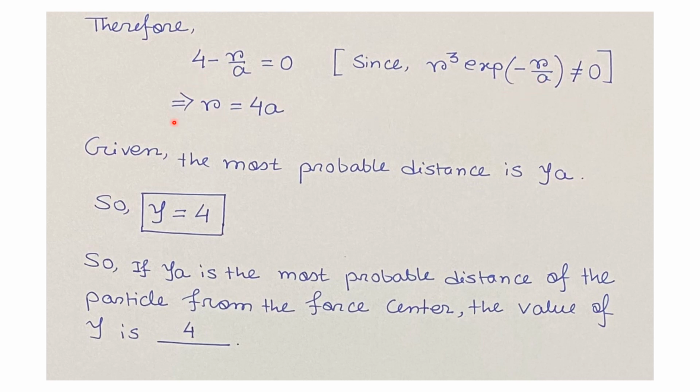So from here we get r equals 4a, given the most probable distance is γa. If we compare this with 4a, we get the γ value is 4. So if γa is the most probable distance of the particle from the force center, then the value of γ will be 4.